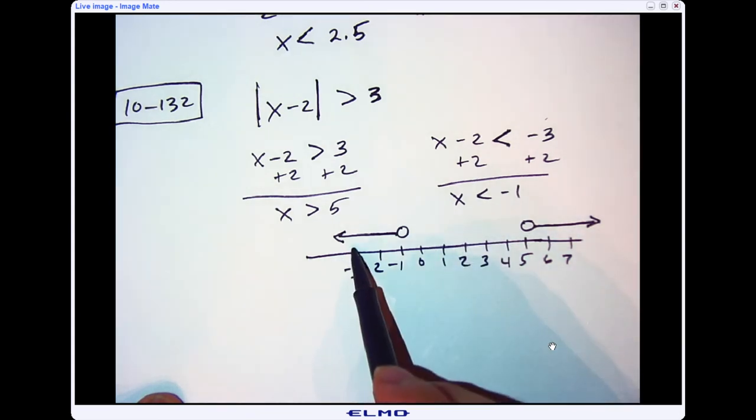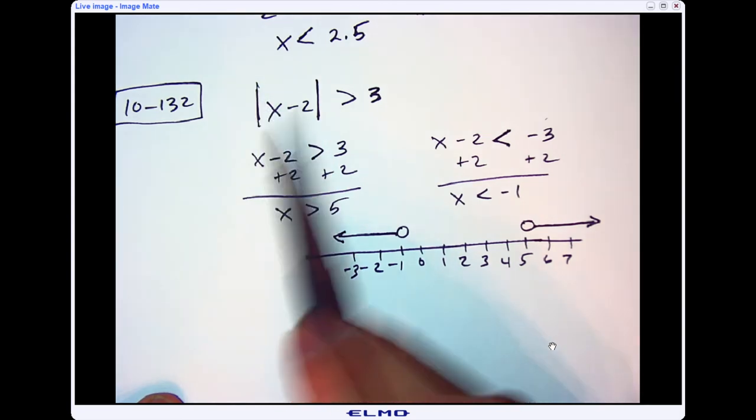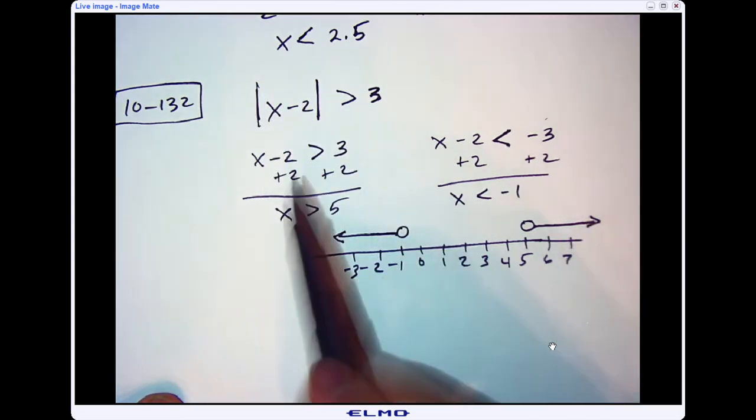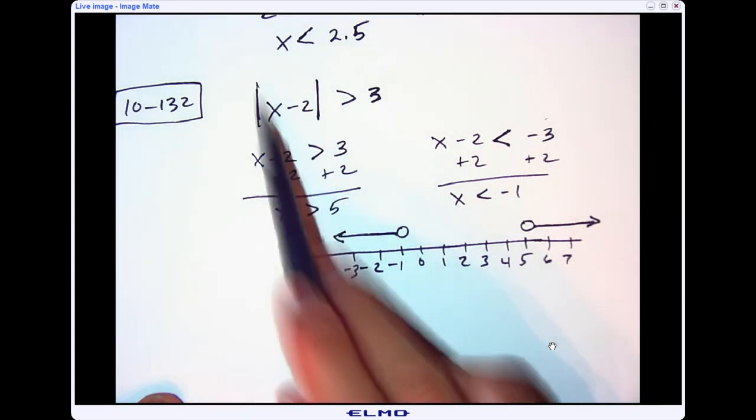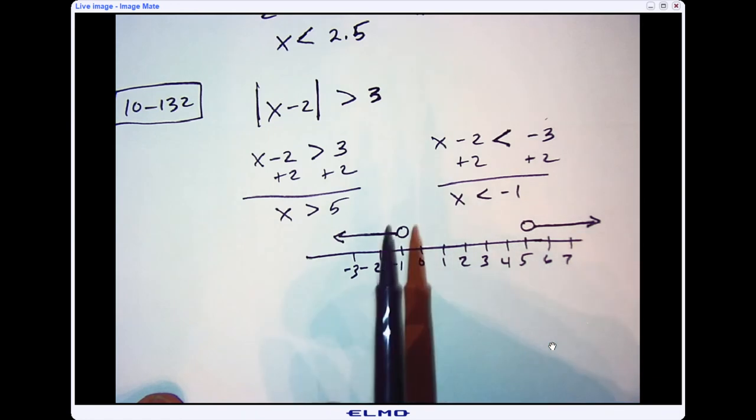If I put in negative 3, minus 2 is negative 5, absolute value is 5, and 5 is greater than 3. If I put in 7, 7 minus 2 is 5, absolute value of 5 is 5, and 5 is greater than 3. So that's why it looks like this.